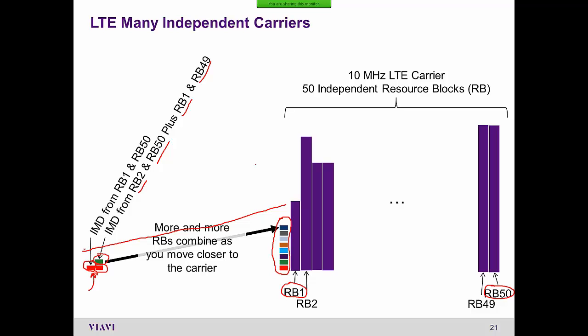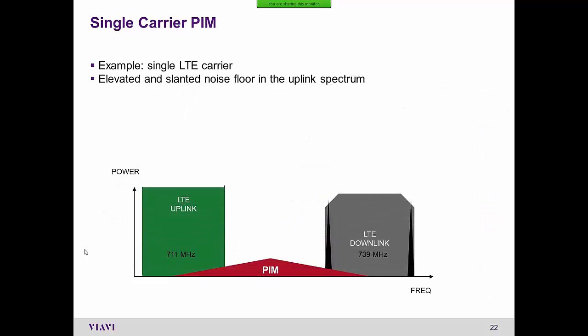Whereas when you're looking for PIM artifacts inside of an LTE system, you often look for slants in the noise floor. Now, the noise floor can also rise, but it'll be slanted as well. The slant is usually always the same slant, but it could be slanted and elevated. This is just an example of what that looks like. So you end up with these slants that show up in your uplink.